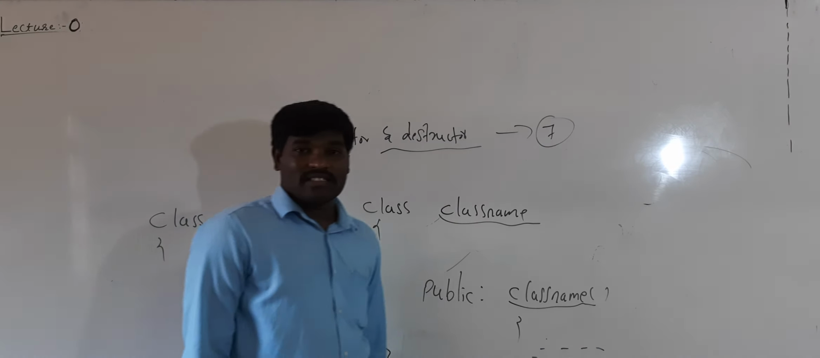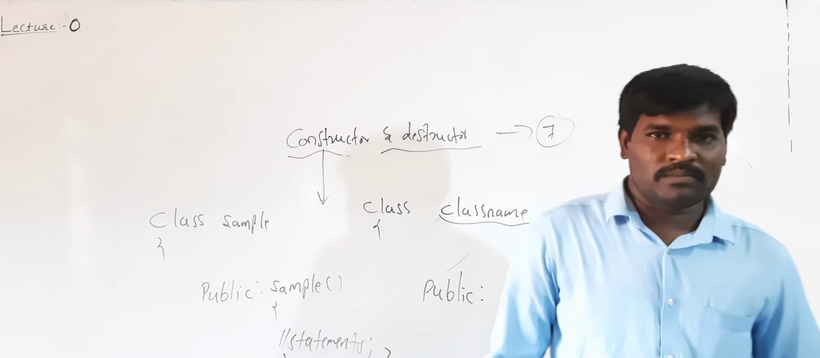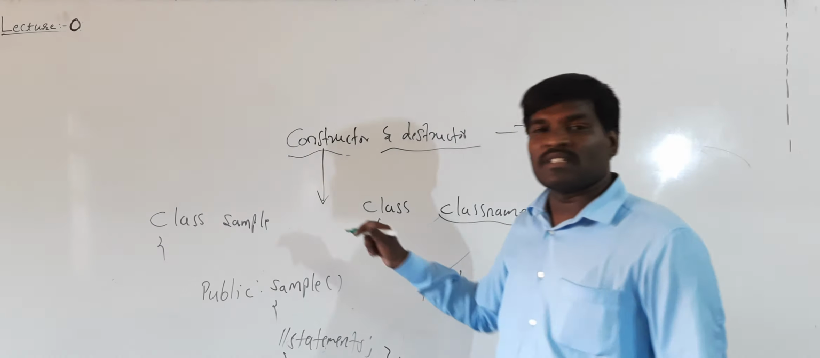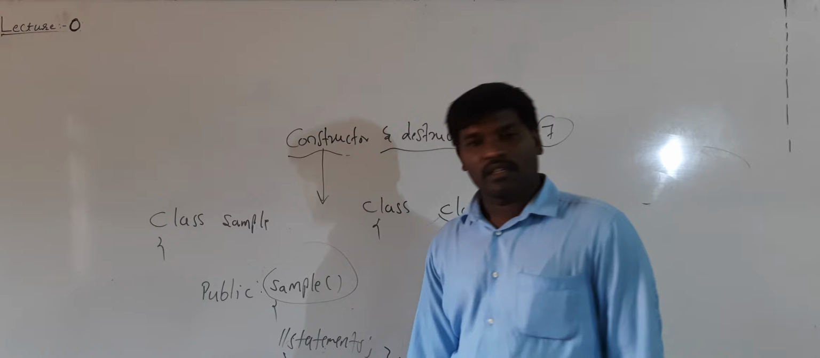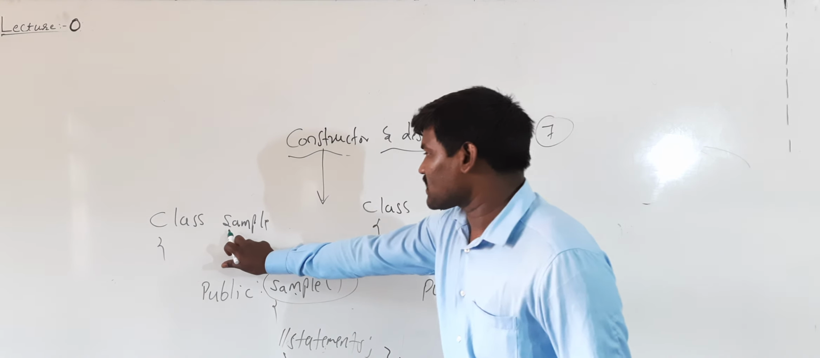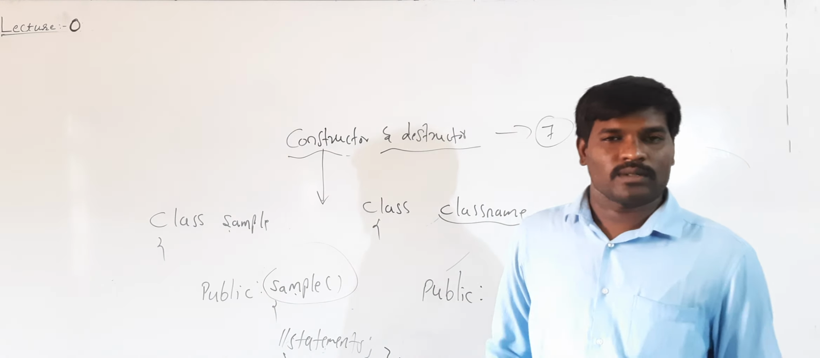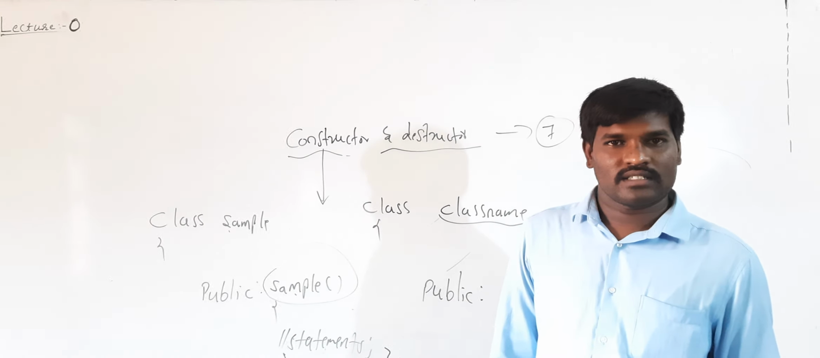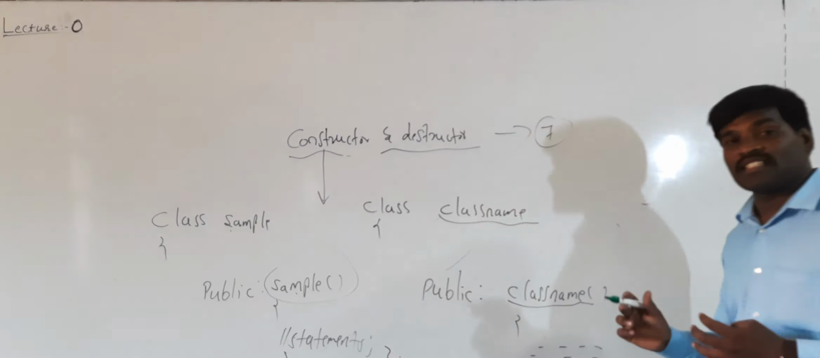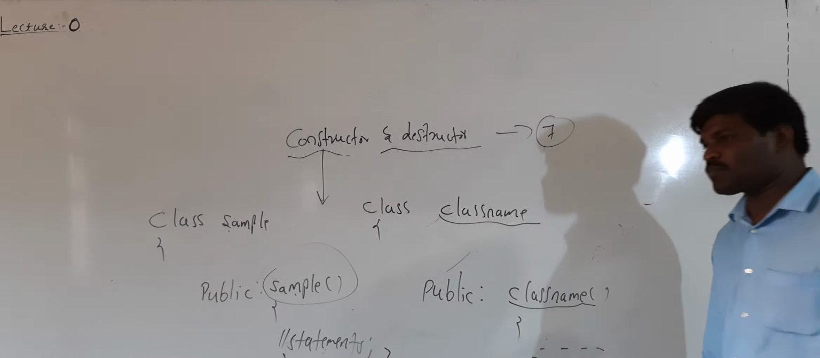So constructor is a special type of member function. Its name is the same as that of the class name. See here, this is the one function. This function name and class name is same. So that's why this function is called as a constructor. Then what is the use of this constructor? What we have to include in our program?